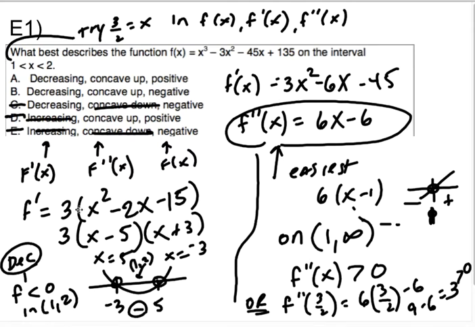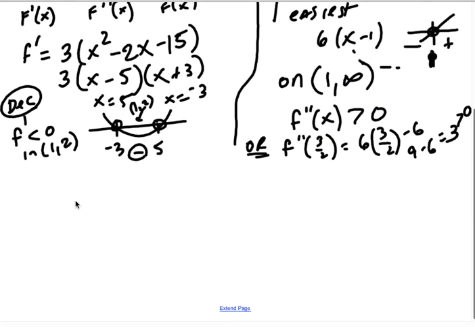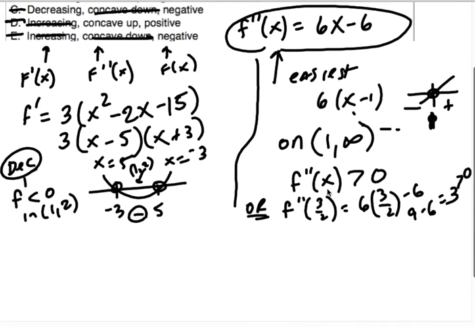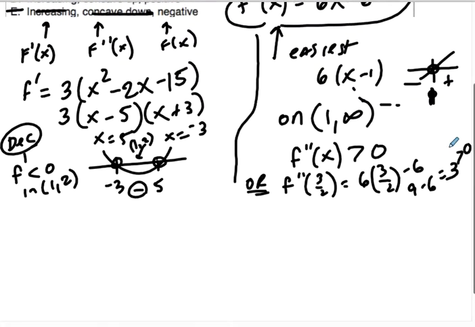Well, that crosses out another answer. So now we've got decreasing and concave up. The only real question is whether this function is positive or negative. So in order to figure that out, I really just have to look at the actual function that I started with, which is all the way up here. So the function that I started with is x cubed minus 3x squared minus 45x plus 135.